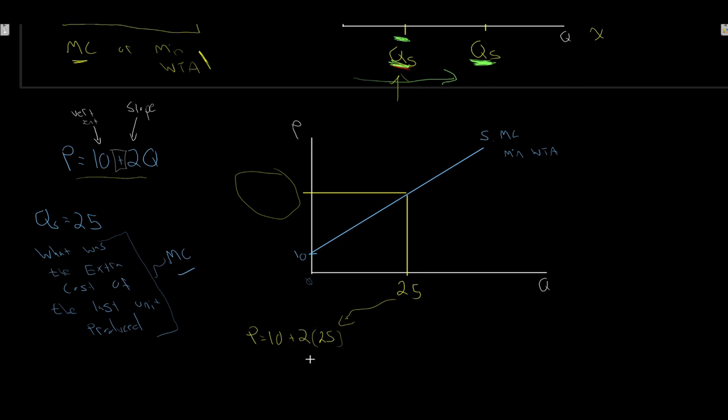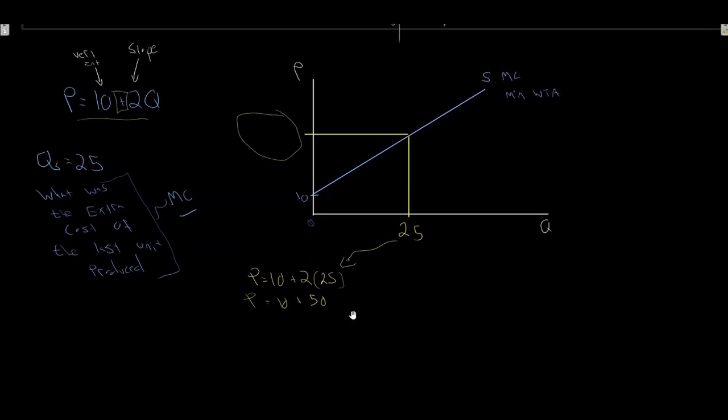So 2 times 25, that gives me 50 plus 10 equals price. What do I get then? Price equals 60. So, okay, in that sense, my marginal cost, the extra cost that I faced for producing an extra unit, was $60. That was the extra cost of production for that final unit, as I jumped from 24 to 25 units of production, for example. So, we could work that out, right?